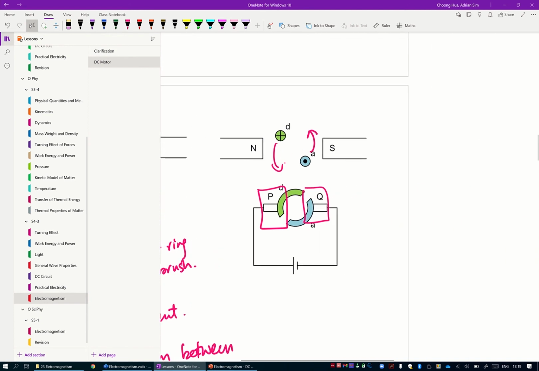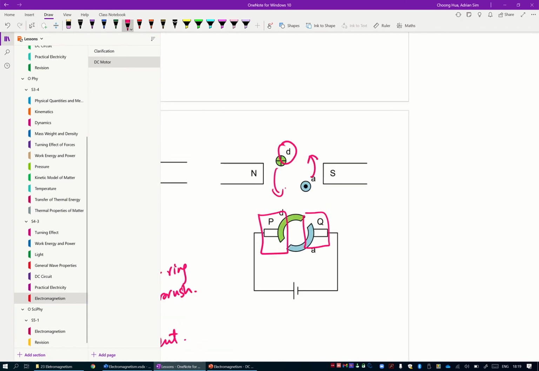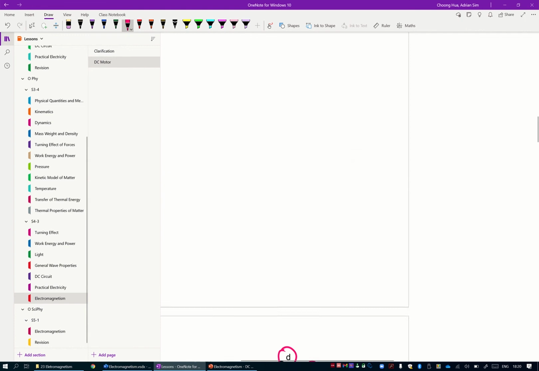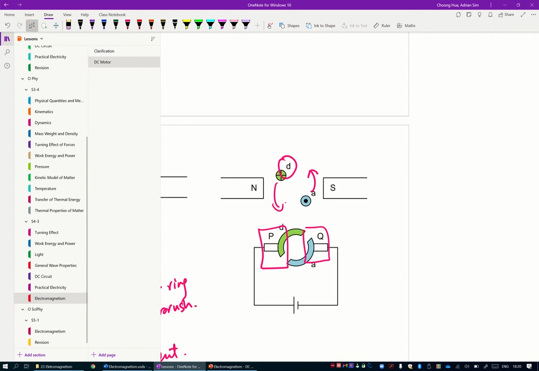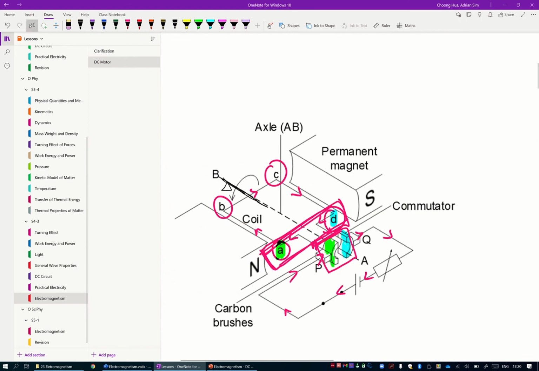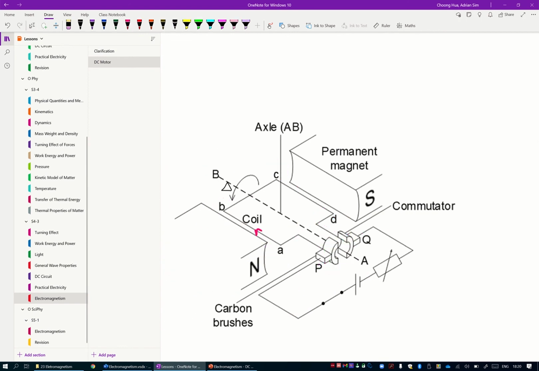And next, as it continues to rotate, you realize at D, now at D, the current is flowing into the plane. But earlier on, at D, it's coming out of the plane. Right? Earlier on D is coming out of the plane, now D is going into the plane. Okay? I'm going to erase this to make it clearer. Because when C has rotated to this position, D also rotated to this position, right?